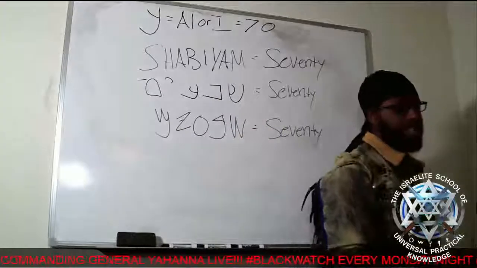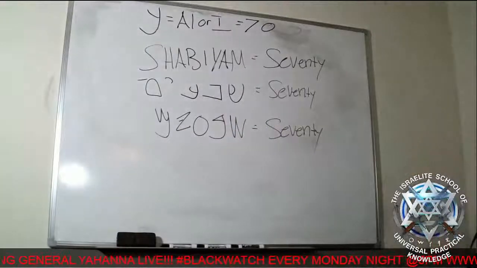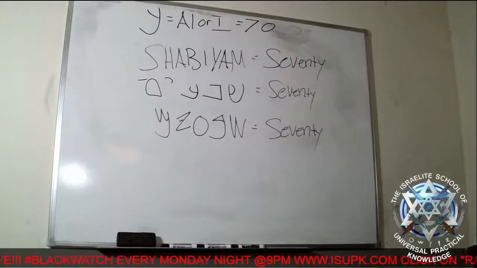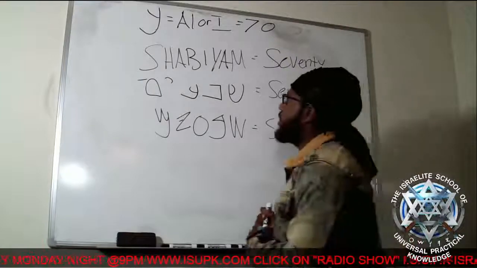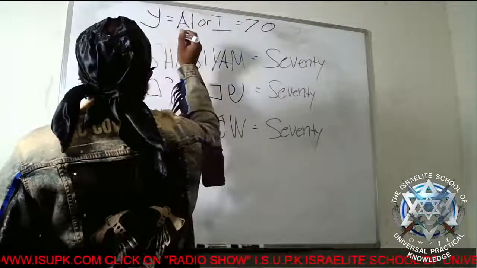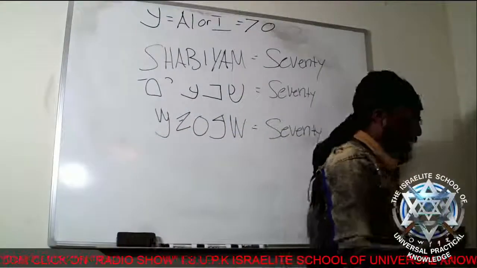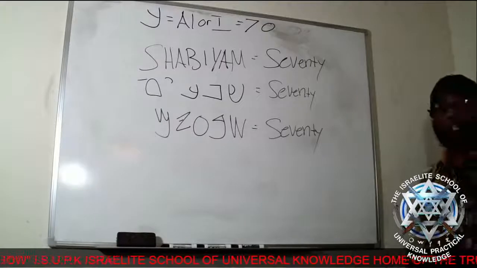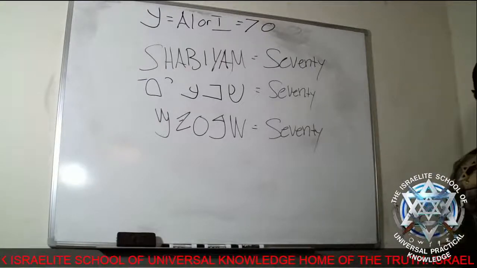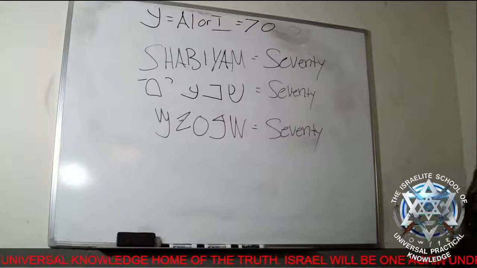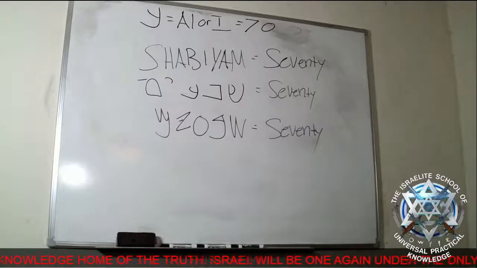Okay, so the next number we have on the board is 70. This is the letter I in the Hebrew. That's what your I would look like in the Assyrian. Your I has a numeric value of the number 70. To say the number 70 in Hebrew, it's Shabayim.